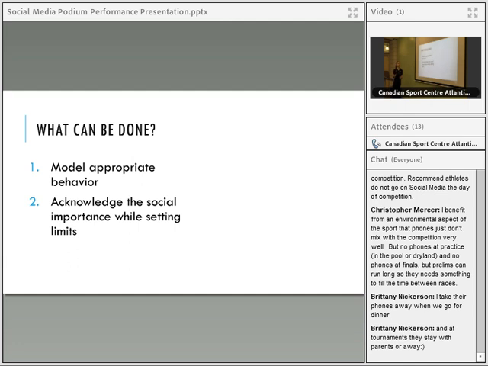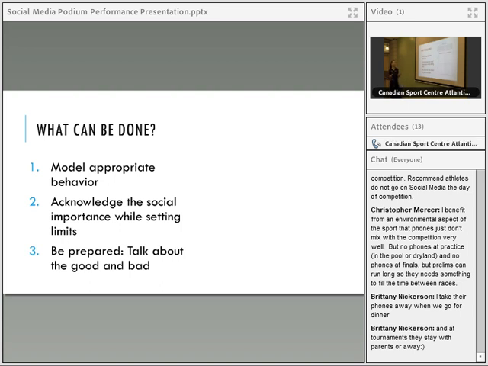Acknowledge the social importance, but set limits. Because it is important in their lives, and we can't change that. That doesn't just come from us. That comes from the entire culture. So we have to acknowledge that importance, but we do need to set limits. And be prepared to talk about the good and the bad.